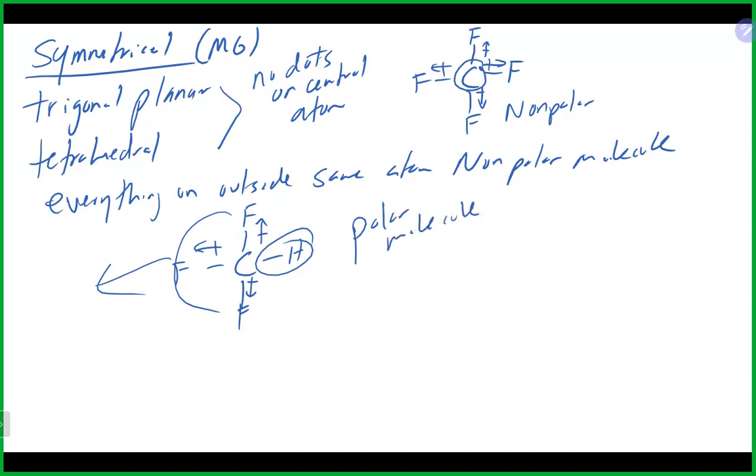So if you have trigonal planar geometry or tetrahedral and everything on the outside is the same element, it's going to be nonpolar. If you have either of those geometries and everybody on the outside is not the same element, you will most likely have a polar molecule.